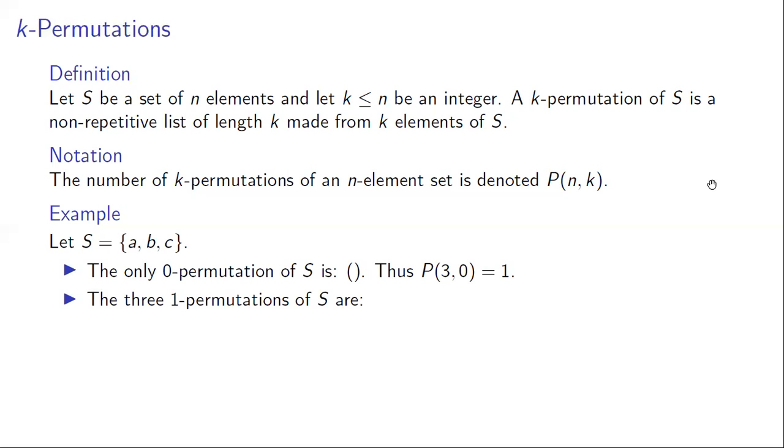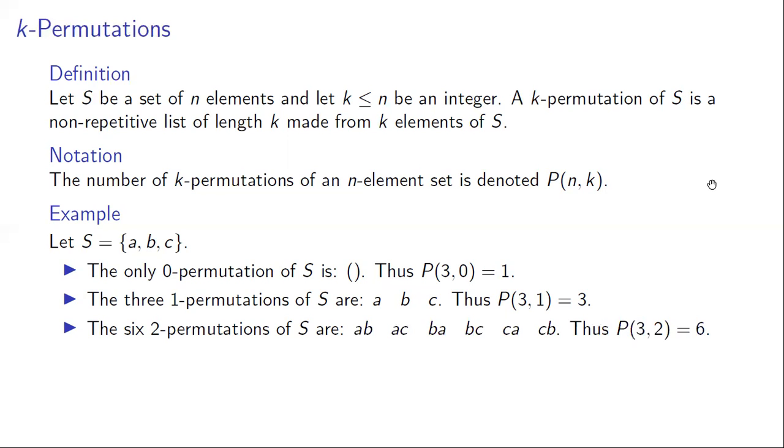How about 1 permutations of S? Here we're looking for lists of length 1 made from 1 element of S. So we have only 3. A, that's 1. B, that's a second. And C. So those are the 3 1 permutations. Thus, P(3, 1) is 3. The 6 2 permutations of S are these. Thus, this.